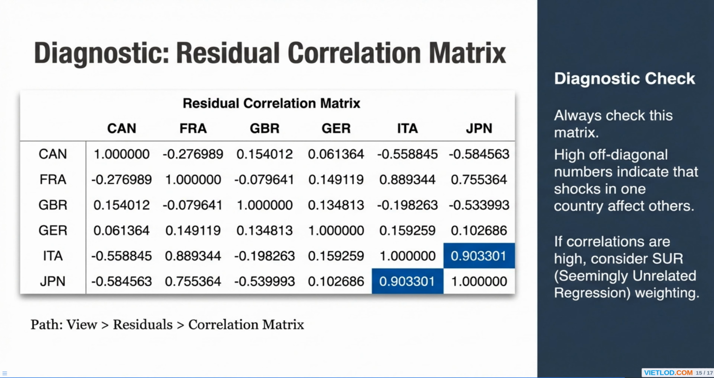After estimation, it's crucial to check the residual correlation matrix. This can be found under View, Residuals, Correlation Matrix. This matrix shows the correlation of the regression errors between pairs of countries. High off-diagonal numbers indicate that shocks or unmodeled factors in one country affect others.